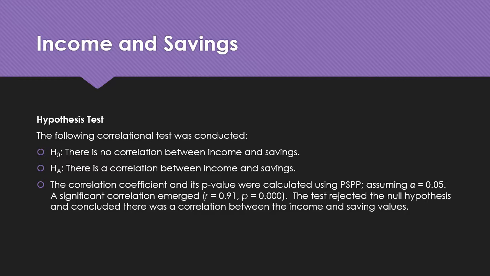The null hypothesis is there is no correlation between income and savings. The alternative hypothesis is that there is a correlation between income and savings. After I did the testing for correlation, my correlation value was 0.91, which is very close to a pure positive correlation. And the p-value here was 0, which is the lowest you can get. Therefore, the test rejected the null hypothesis, and we can conclude that there is a very strong correlation between the income and savings values.